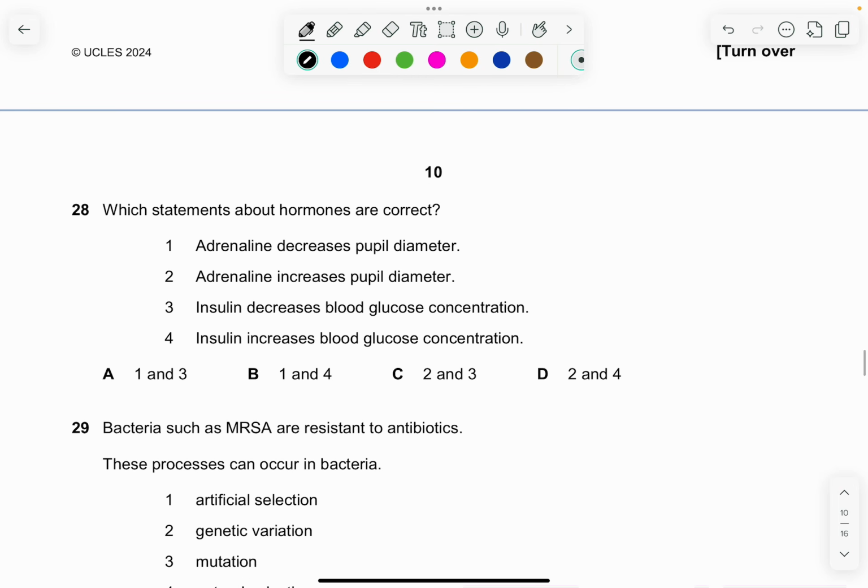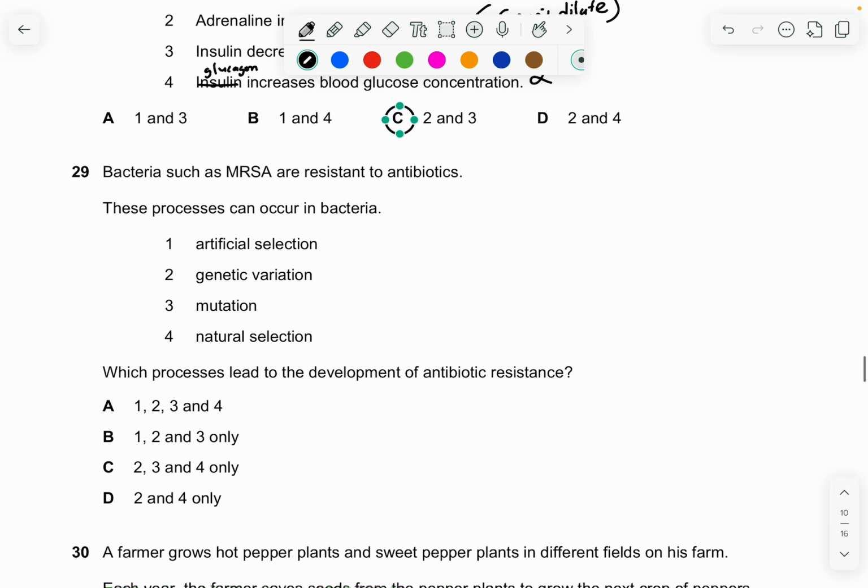Question 28. Which statements about hormones are correct? Adrenaline decreases pupil diameter. This is actually wrong. Adrenaline increases pupil diameter, correct. That's why you can see in the textbook the pupil dilates, so the diameter is increasing. Insulin decreases blood glucose concentration. Yes, that's correct. Insulin increases blood glucose? No, this is actually glucagon. Alright, so the answer is C.